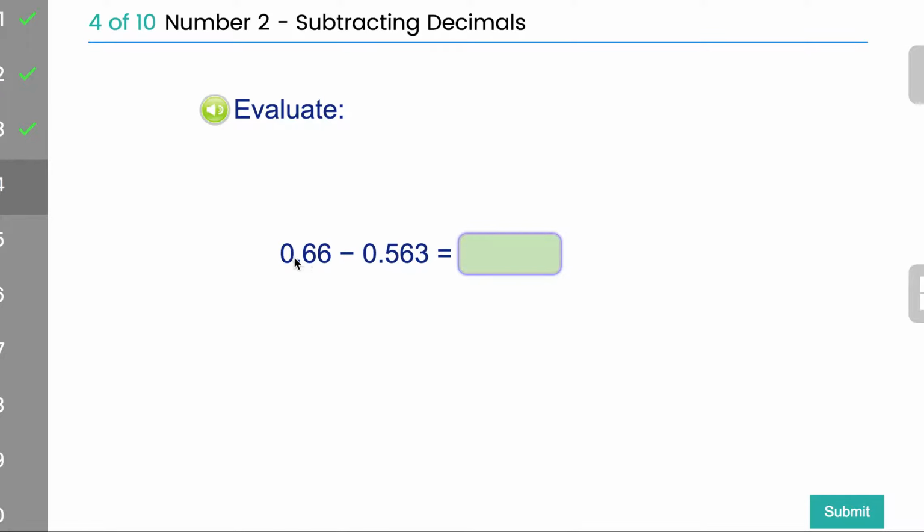So you go with 0.6 take away 0.5 is 0.1. And then 6 hundredths take away another 6 hundredths is no hundredths. And no thousandths take away 3 thousandths. Well, we can't do nothing take away 3, so we have to break that. We have to go down to 0.09 and then 3 from 10 is 7.